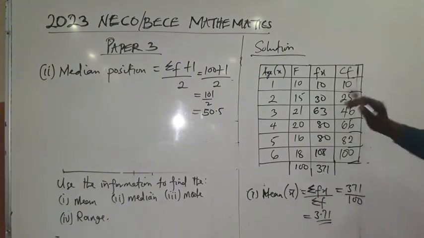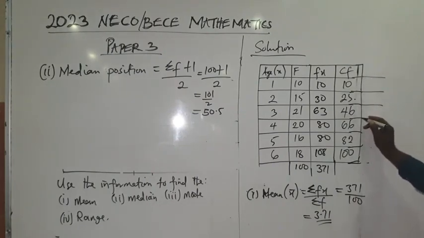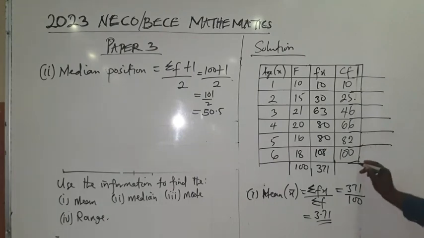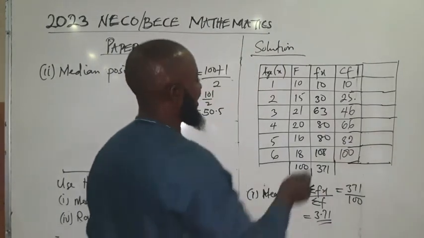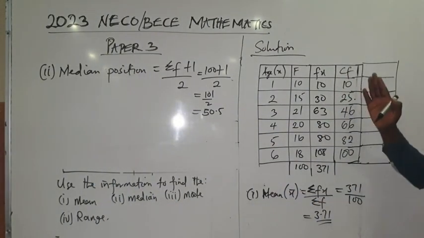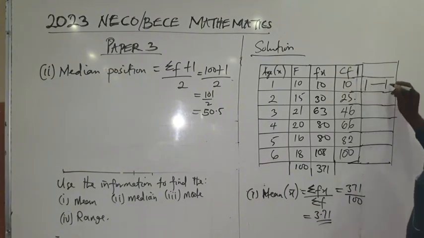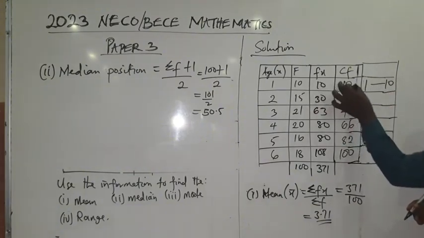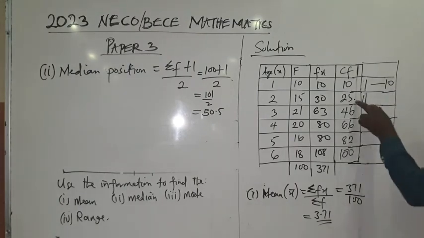Now, the interpretation of this is what I want to show you. Let me show you on another column here, the interpretation of this cumulative frequency. This one might not be part of what you're going to present when you are writing your answer, but I just want to show you how we're going to get it. So this one means that the first age is from 1 to 10, range 1 to 10. Then the next is 11 to 25.